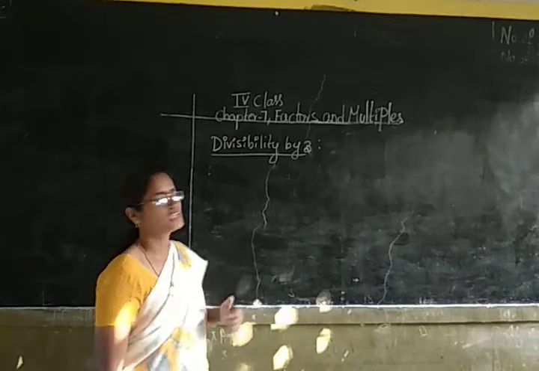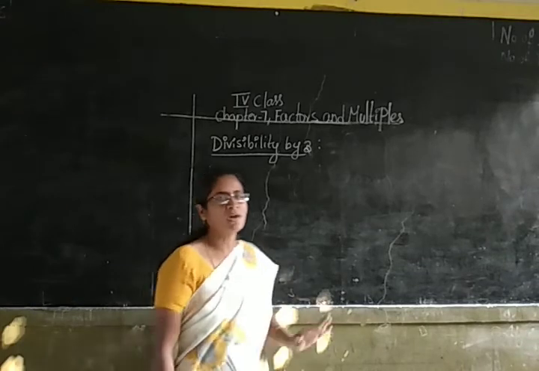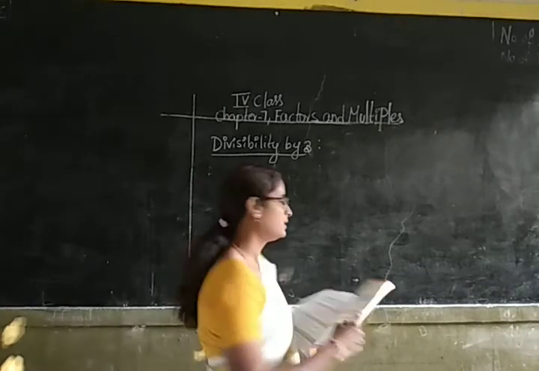Okay, children? Now let us learn the divisibility rule for 3. If the sum of the digits of a number is divisible by 3, then the number is divisible by 3. Okay, children?